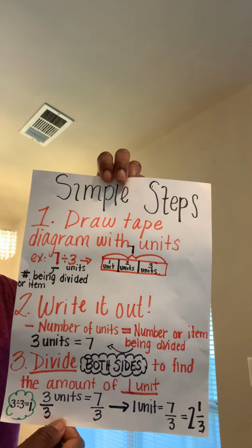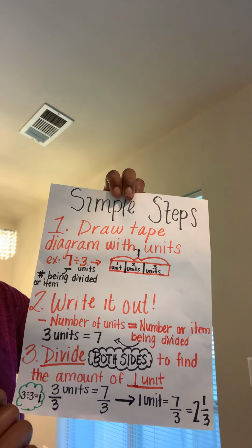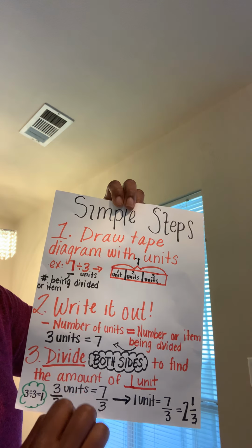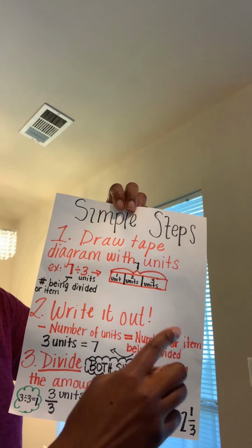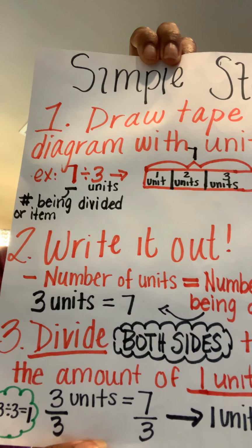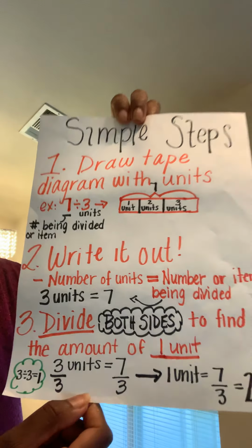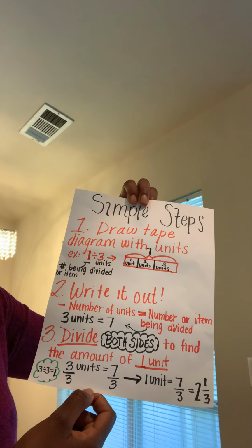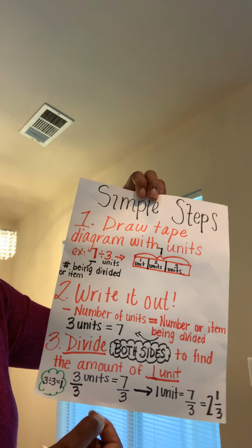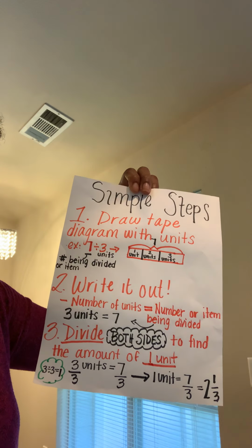Then we're going to move on to step 2, and that's write it out. You're going to write out the number of units equal to the number or item that is being divided. So we've got 3 units equals 7. All right. So that's an easy and simple second step. Your third step is to divide.